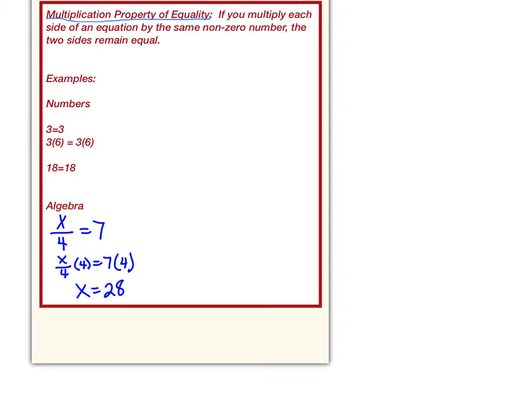Okay, add a page to your notes, please. Let's add a page to your notes and let's solve w over 6 equals 35.